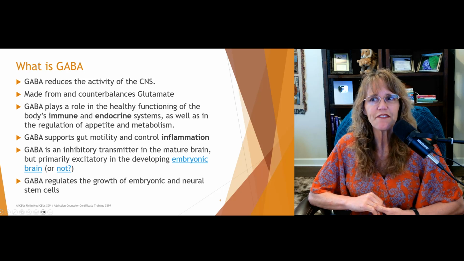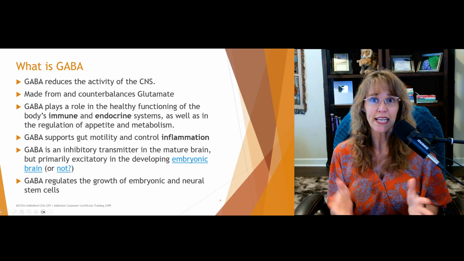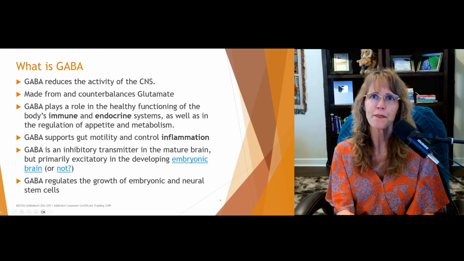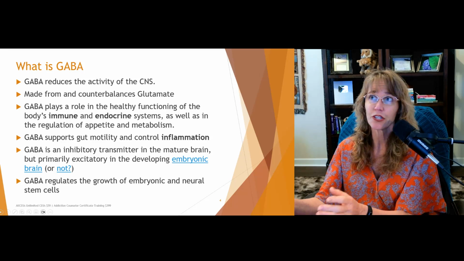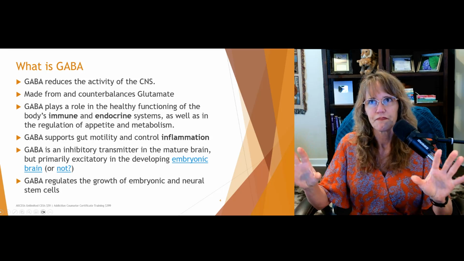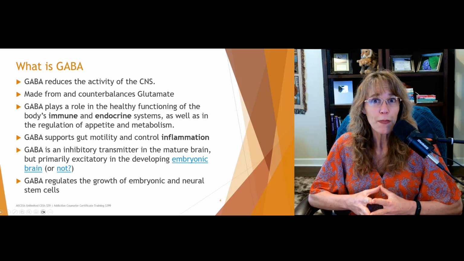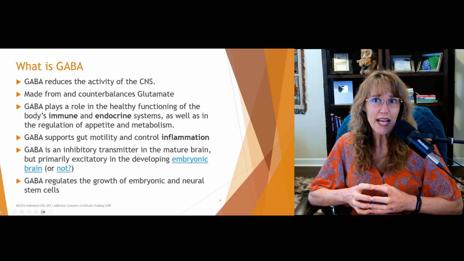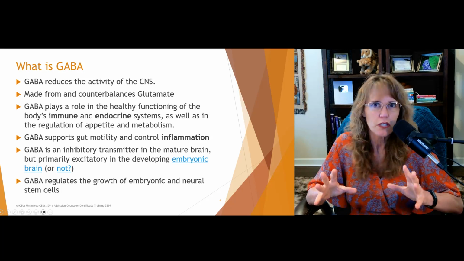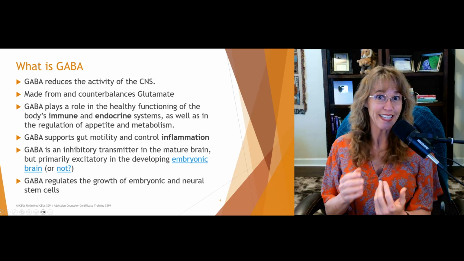GABA reduces the activity of the CNS. GABA is sort of our internal Valium, if you will. And that's really important if you're taking this for continuing education. Really important to remember GABA is your calming and glutamate is your exciting, your energizing. And they tend to stay in their own lanes. GABA is made from and counterbalances glutamate. When we're stressed, the body releases glutamate and cortisol and adrenaline and a whole bunch of other stuff. When it's time to relax, GABA comes in.